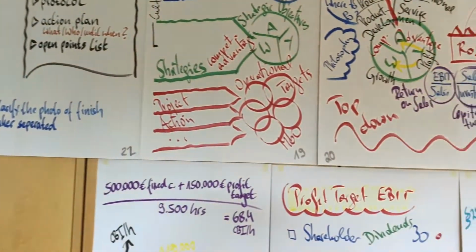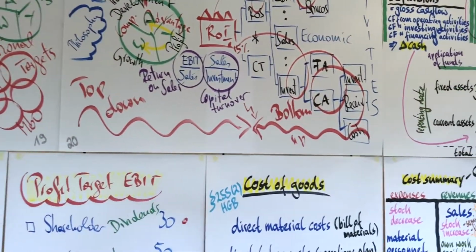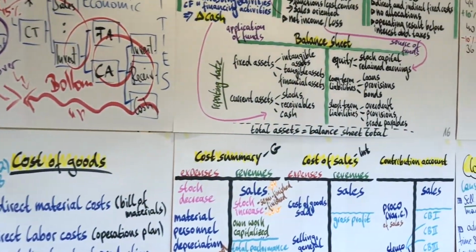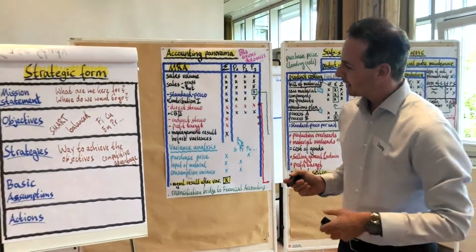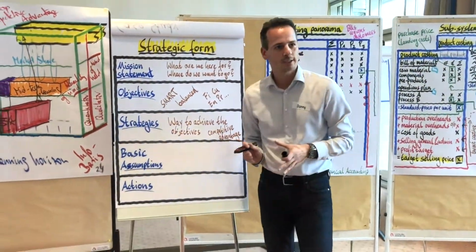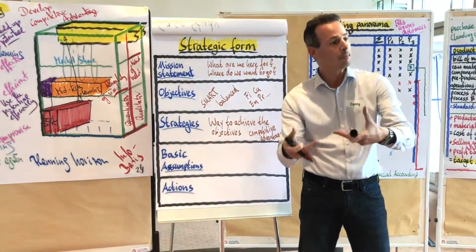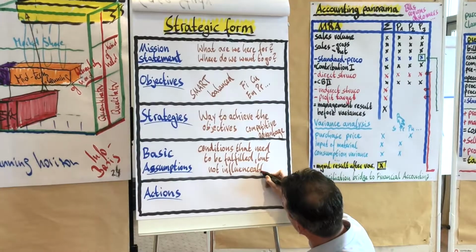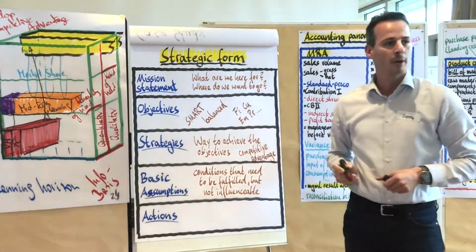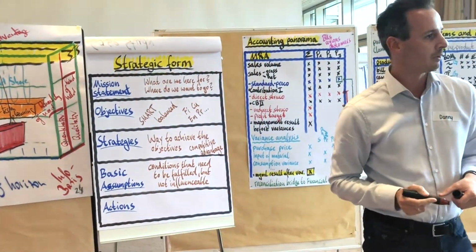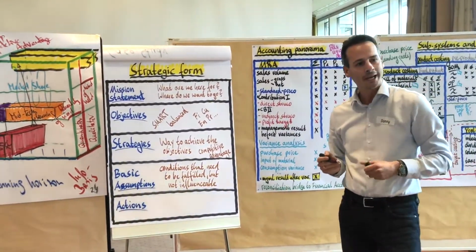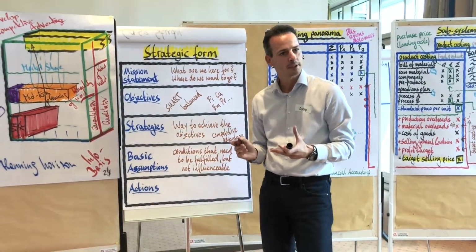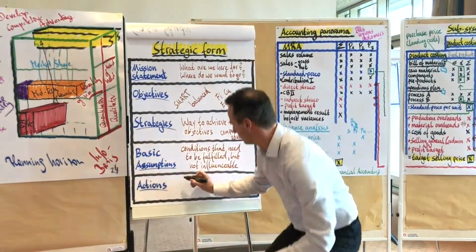Competitive advantage. And then it could happen that you want to implement your strategy and that there are any basic assumptions. Basic assumptions are conditions that need to be fulfilled so that you can implement the strategy, but you cannot influence them yourself. And the last step is, you have to think about how to bring the strategy to life now. So we are talking about concrete actions. That means first steps, how to implement the strategy now.